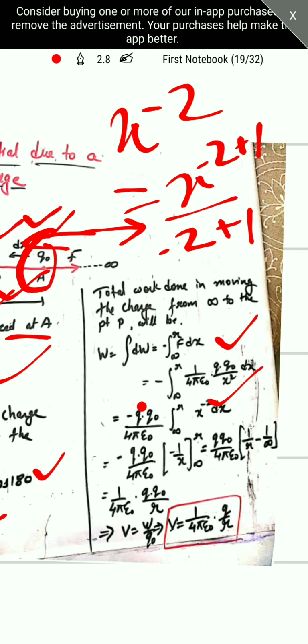And on putting the limit, how do we put the limit? That is upper limit minus lower limit. So it will be minus 1 by r, but already a minus sign is outside, so we can just change the order here and remove the negative sign. On removing the negative sign, we write 1 by r minus 1 by infinity, and because 1 by infinity will be 0, this expression will become 0. So we are left with only this. This is the value of work.